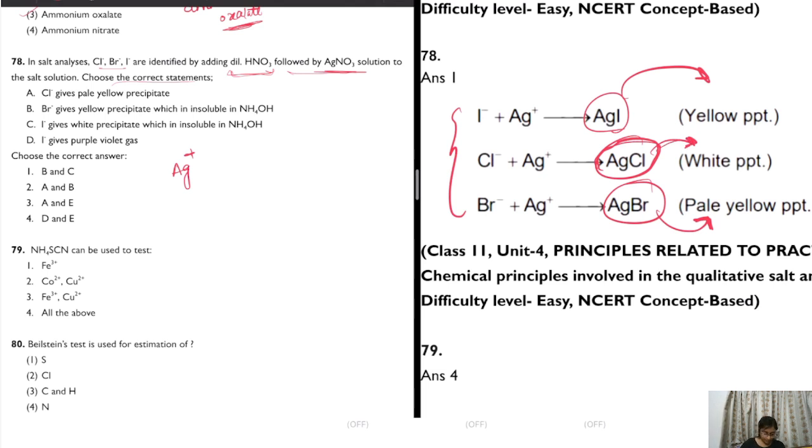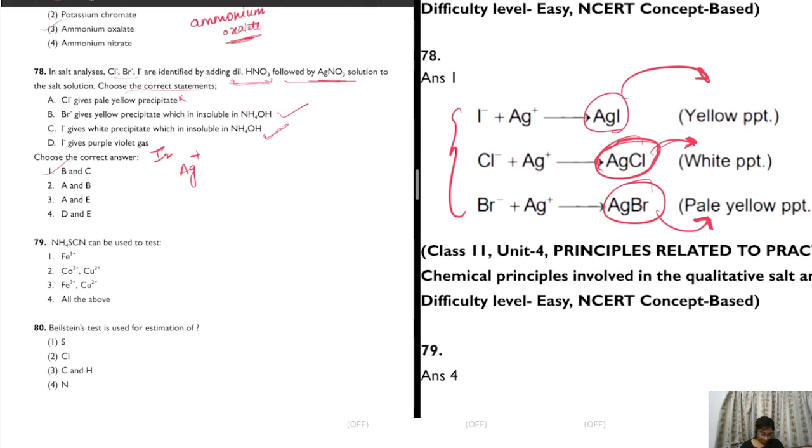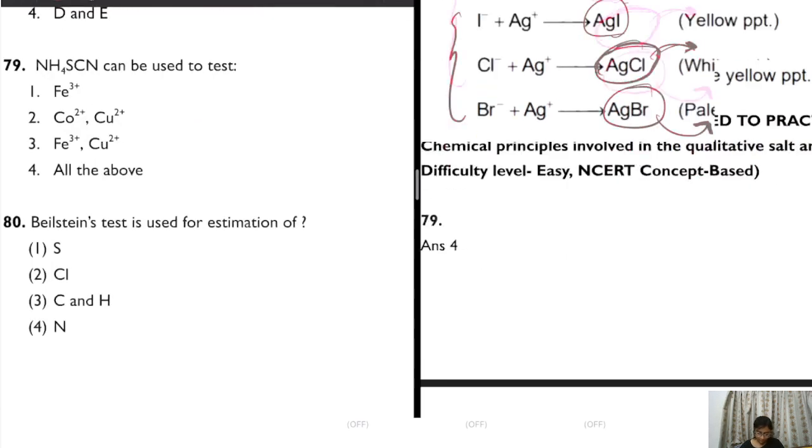So let's see. Chloride gives a pale yellow PPT. This is wrong. Bromide gives a yellow PPT, which is insoluble in NH4OH. Yes, this is true, we saw it now. Iodide gives a white PPT, which is insoluble in NH4OH. No, this is wrong. Iodide gives a purple violet gas. No, iodine gives a purple violet gas, not iodide. So the correct answer is B and C, that is option 1. Let's see the next question now.